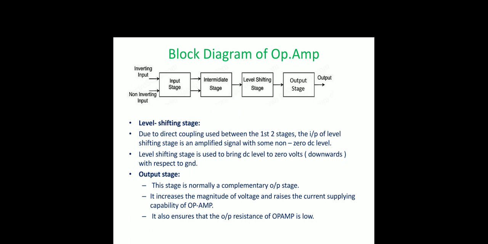And the final stage of op amp is usually a push pull complementary amplifier. This is one of the types of amplifiers. It increases the output voltage magnitude and raises current supplying capability of op amp. Also, it ensures that output resistance of op amp is low, which is one of the characteristics of op amp.